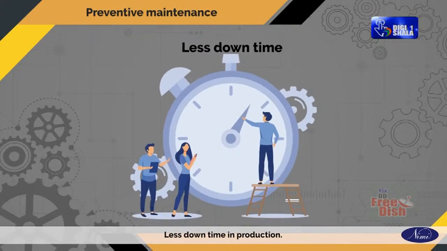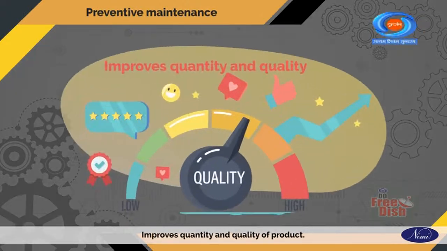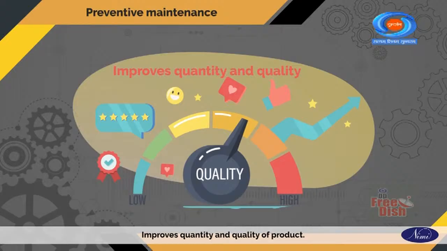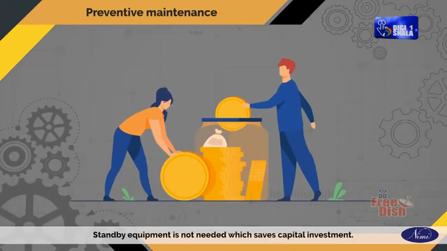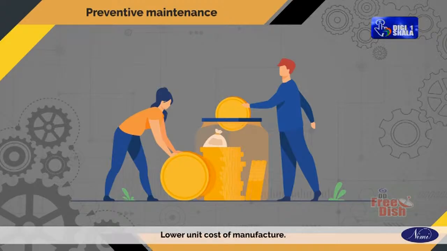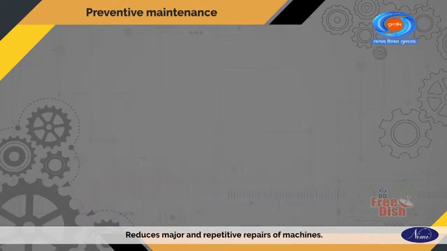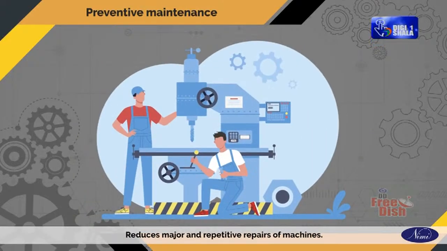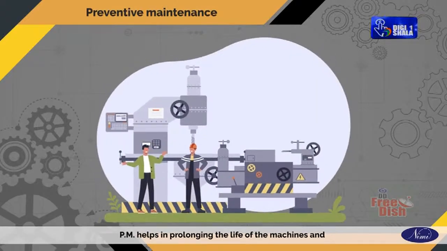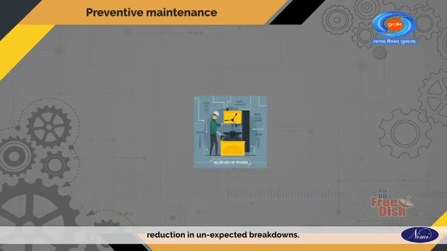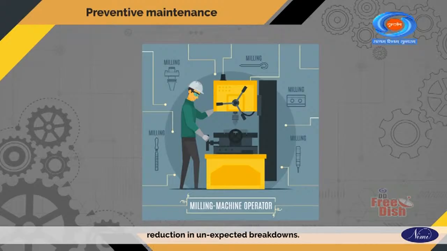Less downtime in production. Improves quantity and quality of product. Standby equipment is not needed, which saves capital investment. Lower unit cost of manufacture. Reduces major and repetitive repairs of machines. PM helps in prolonging the life of the machines and reduction in unexpected breakdowns.